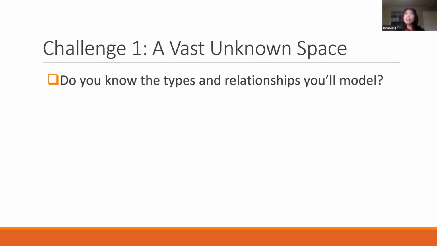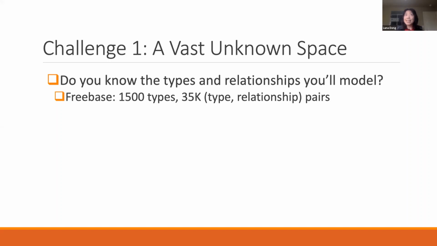Okay, the first challenge is you possibly don't really know what you want to model. And we know that for each knowledge graph, there is this ontology, including all of the entity types and the relationships between them. And the problem is we have a vast unknown space, and you may not know all of the types and the relationships beforehand. So for Freebase, there are 1,500 different entity types, and also 35,000 type relationship pairs. And it is pairs because the number of distinct relationships is much lower.